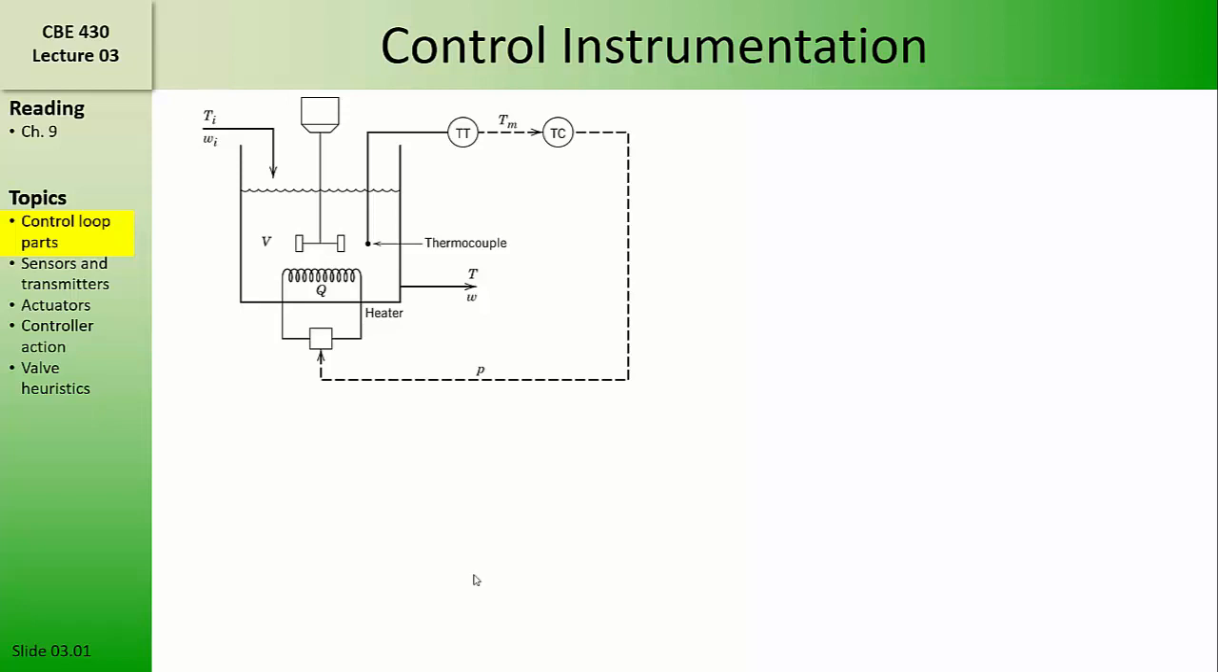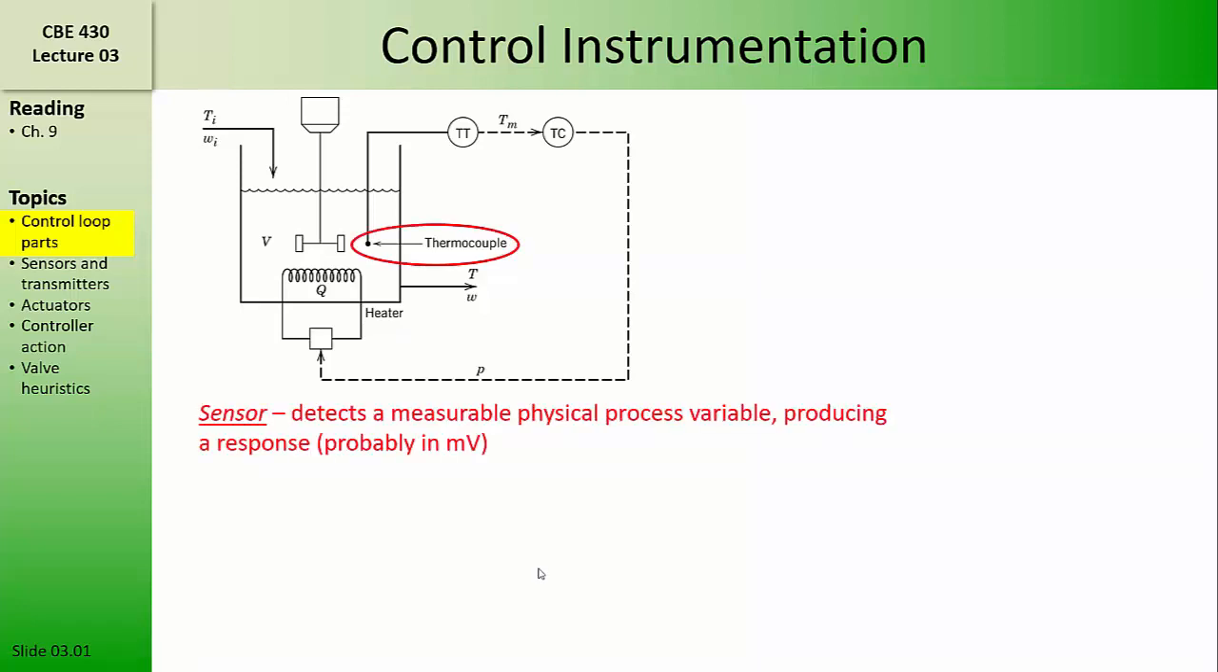The diagram shown on this slide is an instrument diagram for a simple feedback control loop that regulates the temperature in a stirred vessel. The components of this control loop include a sensor, which is the thermocouple that detects, in this case, changes in temperature. In general, any sensor detects a measurable physical process variable, producing some response. Usually that response is an electronic signal, maybe a voltage in millivolts.